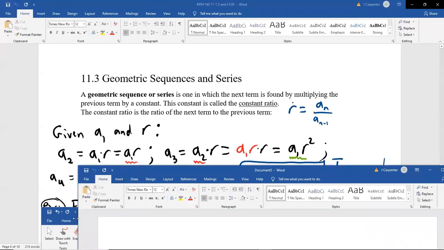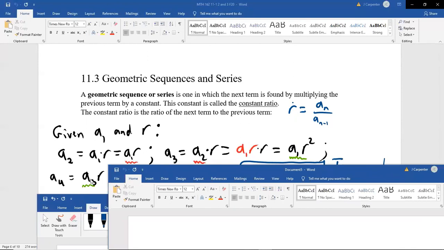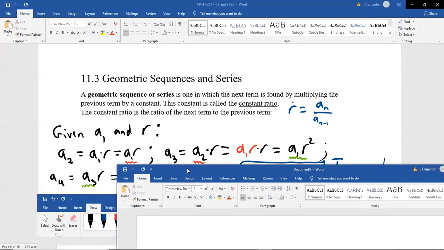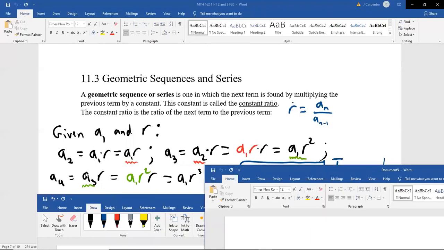So what's our fourth term? Our fourth term would be the third term times r. But we just said what the third term was. The third term is a1 times r squared. So in green, I'll write what a3 is over here. So there is the third term. But then we have that extra r we're multiplying by. And r squared times r is r cubed. So the fourth term is just the first term times r to the third. The third term is the first term times r to the second. The second term is the first term times r.